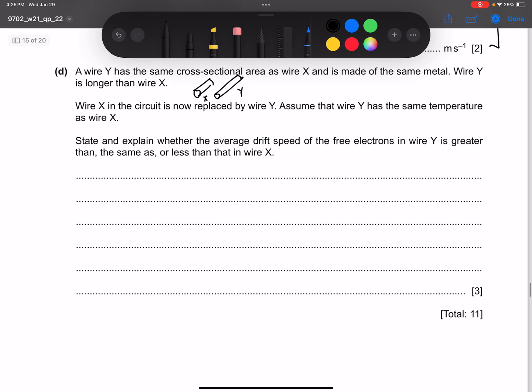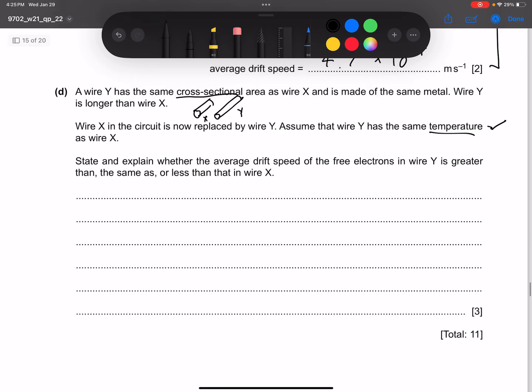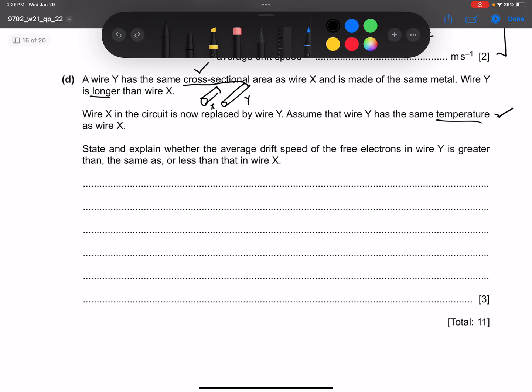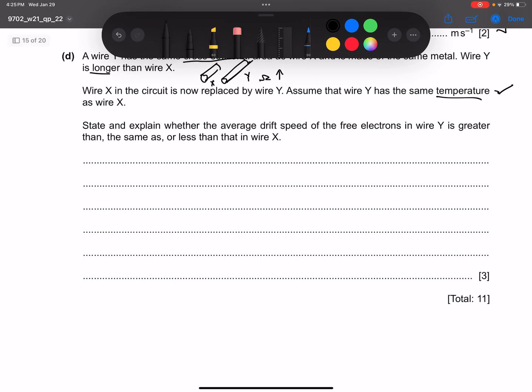Assume that Y has the same temperature. So now resistance depends on temperature, which is constant, same as wire X basically. It also depends on cross-sectional area, which is the same. So the only thing that changes is the length. Resistance is proportional to the length, meaning if the length increases, so does the resistance. So we know that the resistance for wire Y is greater than X.